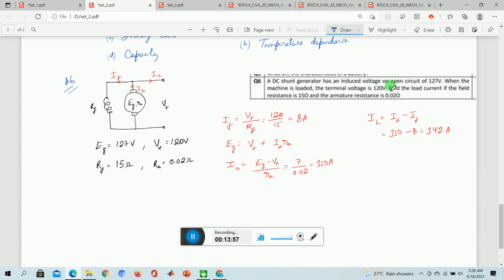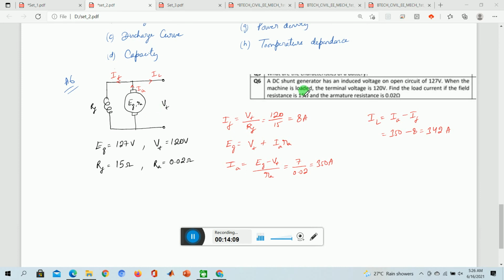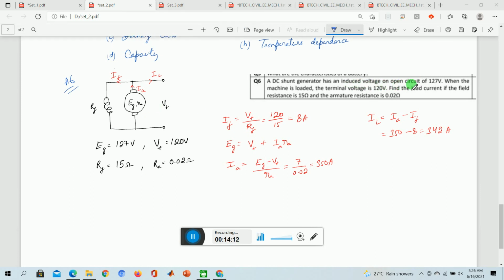A DC shunt generator has an induced voltage. First, it is a shunt generator, so make a generator symbol with the shunt winding, and the output terminal is VT. Now the induced voltage on open circuit is 127. Induced voltage is nothing but Eg. Open circuited doesn't matter, so just the induced voltage is 127. When the machine is loaded, then the terminal voltage is 120. Obviously this value is less. Find the load current if the field resistance RF is 15.